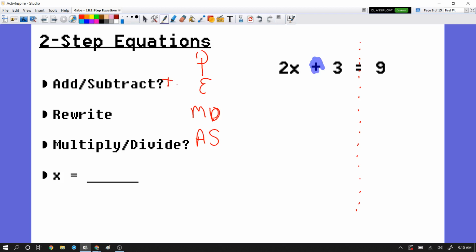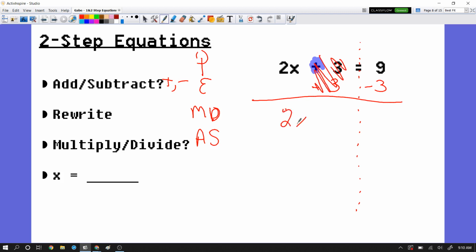I'm going to acknowledge that we're adding, and we're going to do the opposite. We have to work backwards. You got to get rid of that plus 3. That way we can figure out what 2 is being multiplied by. So minus 3. And this creates our 0 pair. We have 3 positives and 3 negatives. That's going to give you nothing. That's exactly what we want.